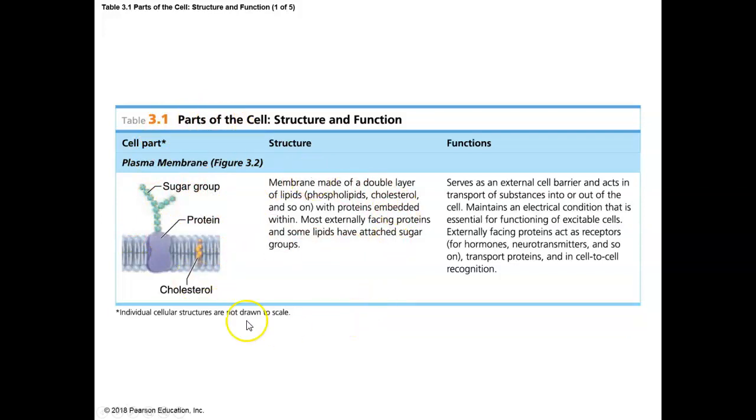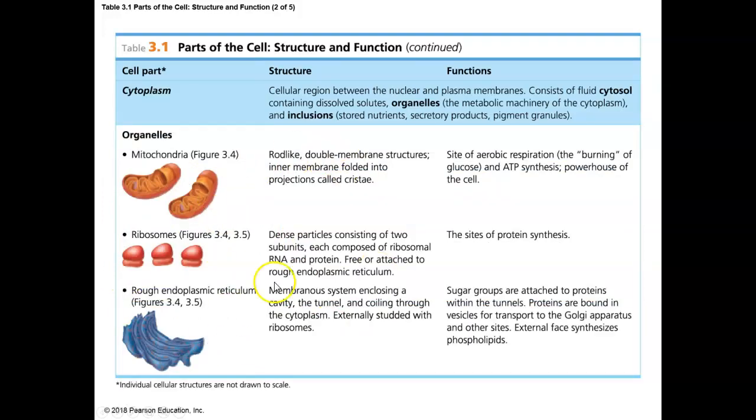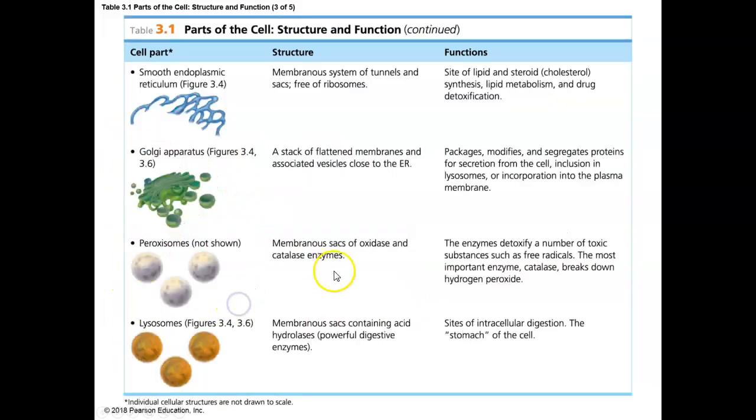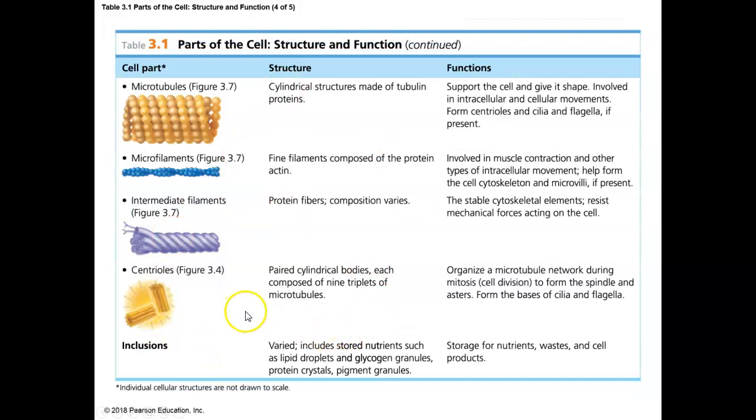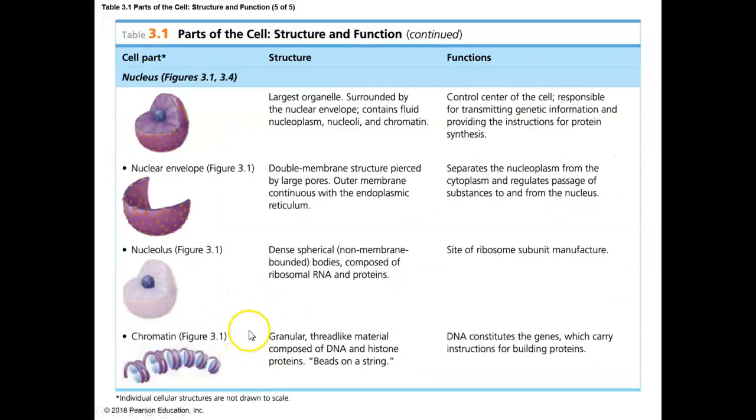So here are the different structures that we talked about. This here is showing the plasma membrane. I haven't really talked a lot about the plasma membrane yet, but you can see the plasma membrane with the proteins, cholesterol, and sugar pieces. I'll talk about that a little bit more in a few minutes. Then you have the different organelles that we talked about. So these figures are right in your textbook, so you can read them in the textbook.